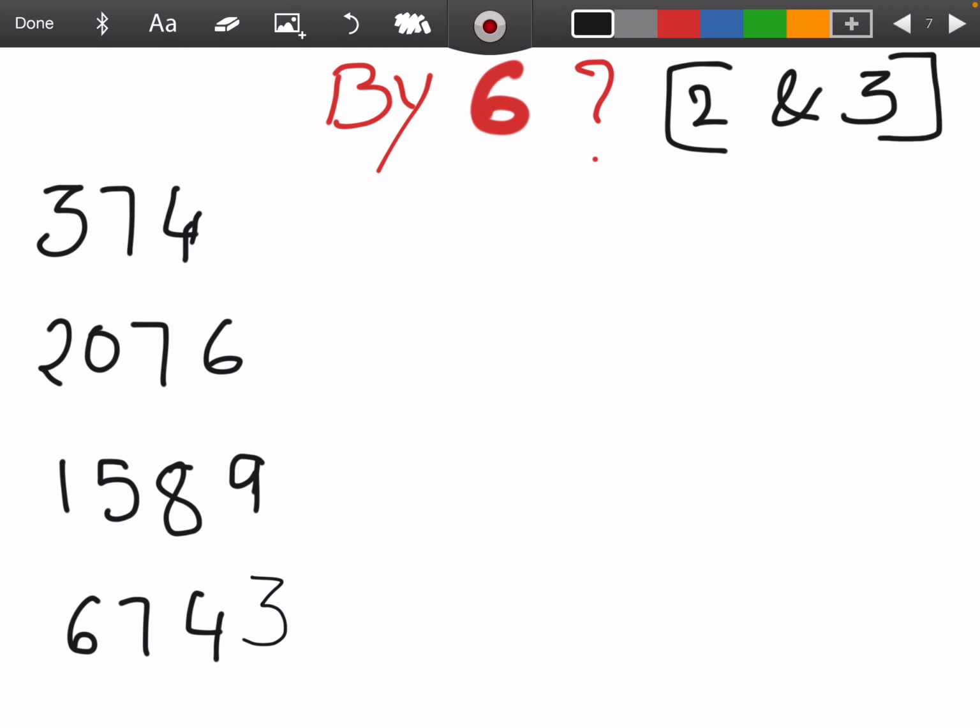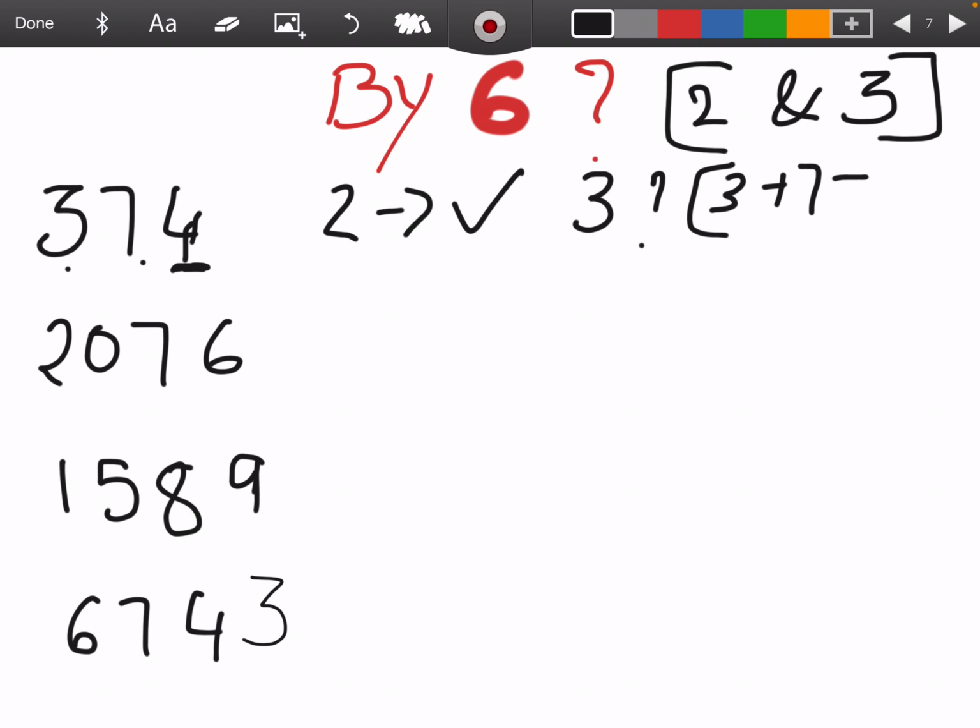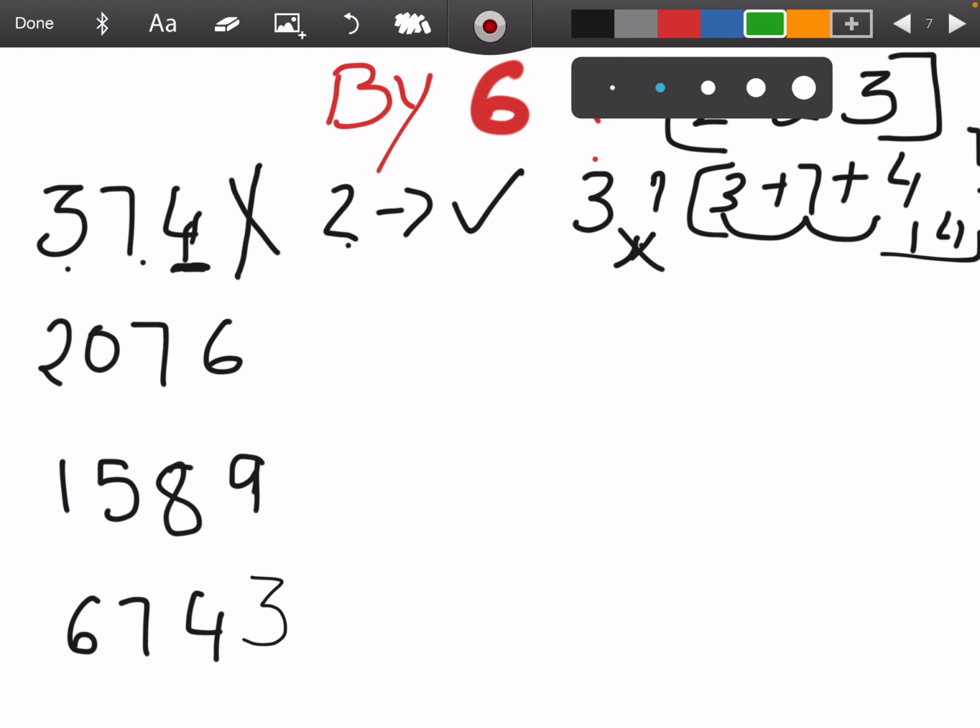For example, 374. Is this divisible by 2? Yes, because the number in the ones place is 4. Is this divisible by 3? Let's see. 3 plus 7 plus 4. 3 plus 7 is 10. 10 plus 4 is 14. It is not divisible by 3. So though it is divisible by 2, because it's not divisible by 3, 374 is not divisible by 6.